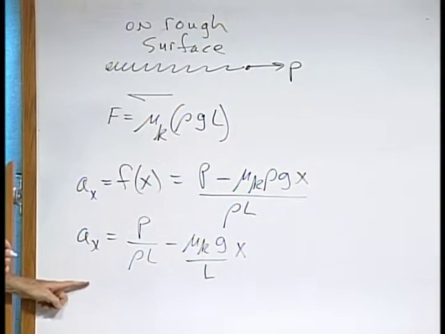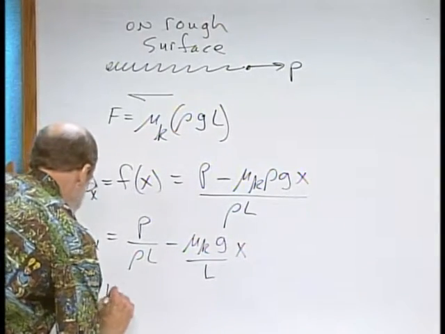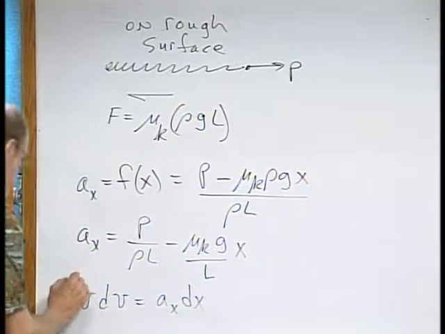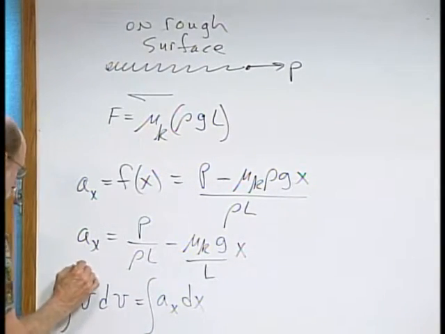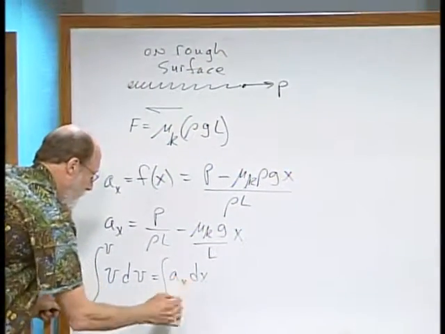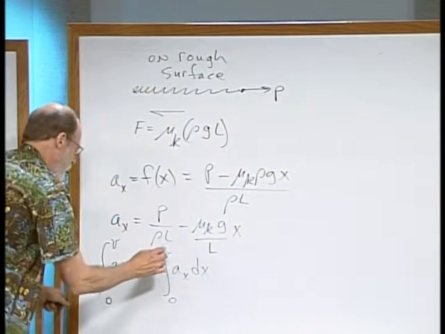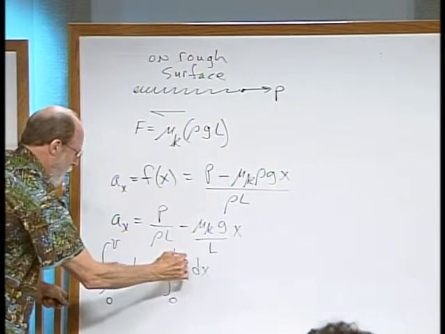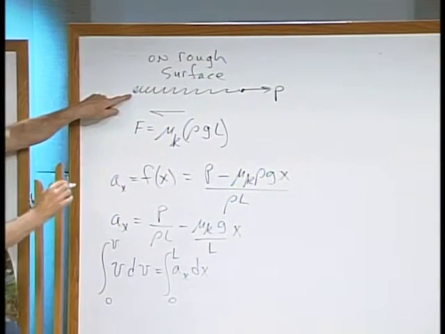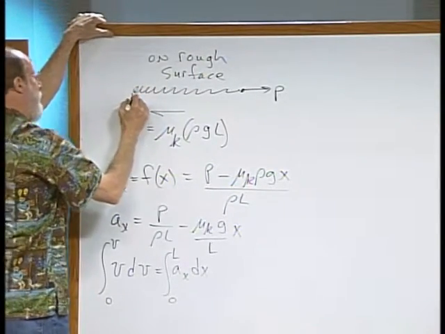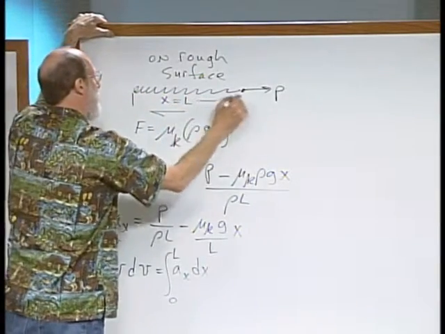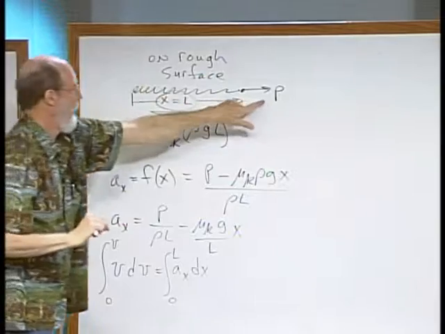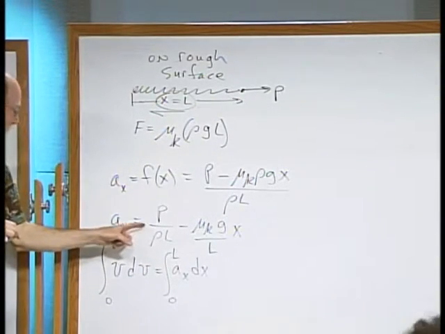Then use v dv equals a_x dx, and integrate this from initial speed 0 to final speed v. We knew the initial position was at 0, and then we want to let this thing go until x equals all the chain just resting now on the rough surface. So x equals L in this drawing up above here. The chain is now, not resting, but in motion under the action of force P. And so here's our differential equation using this expression for the acceleration.